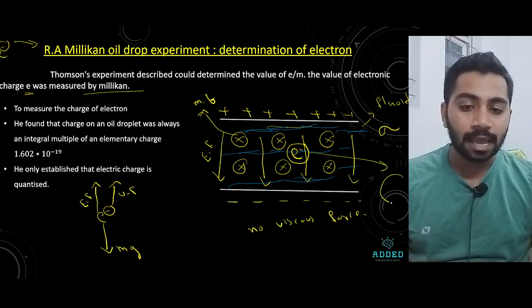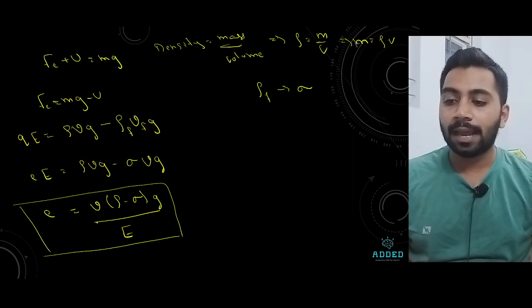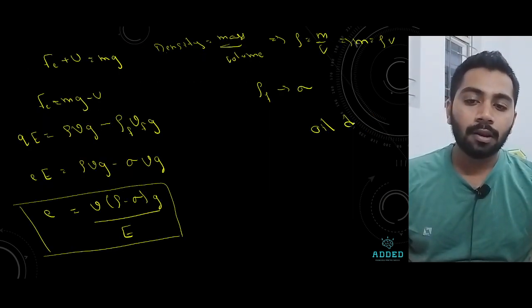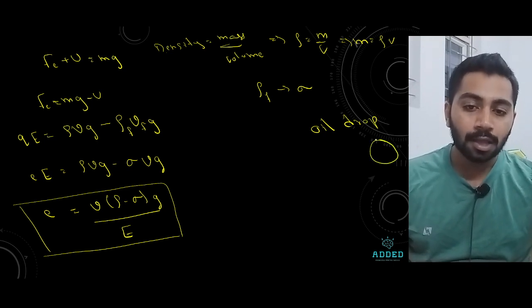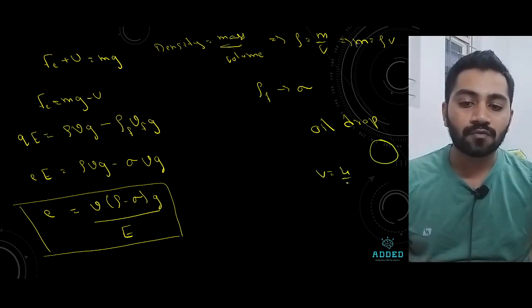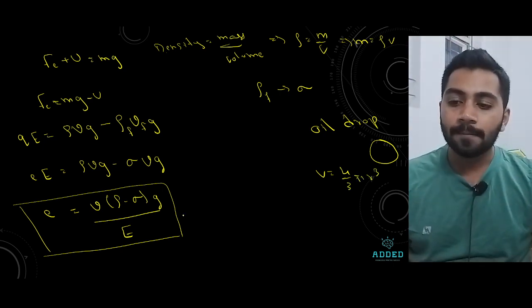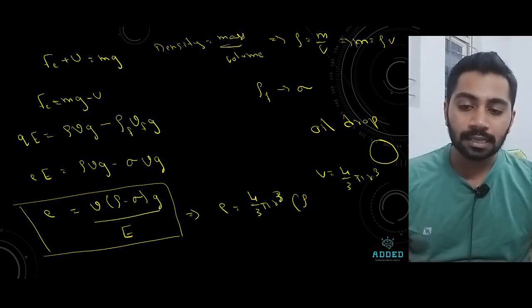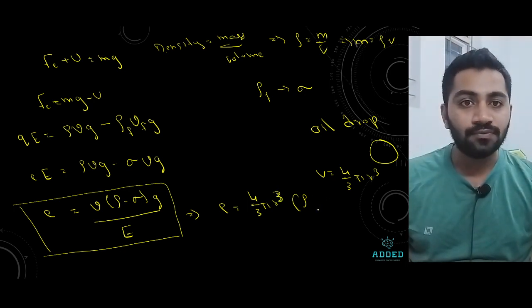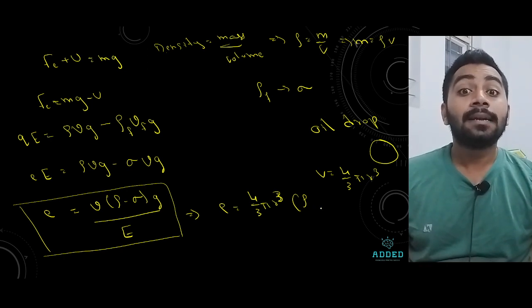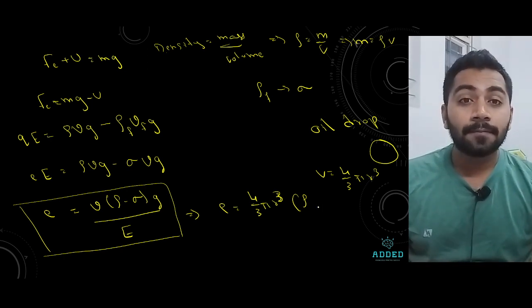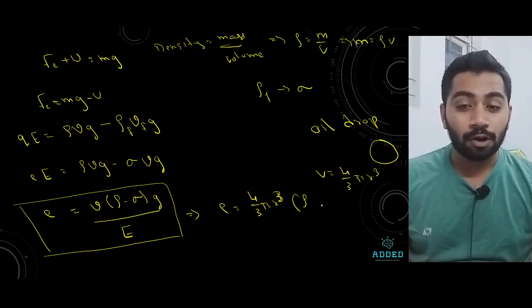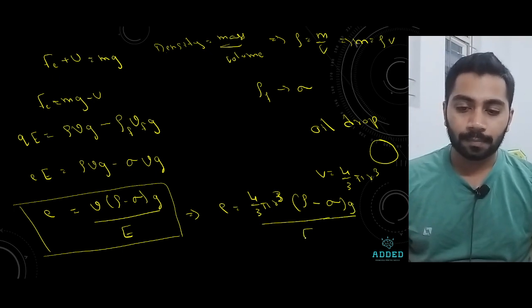And we are discussing an oil drop, which is spherical. So what will the volume be? Volume is equal to 4 by 3 pi r cubed. Now if I substitute in this, q is equal to 4 by 3 pi r cubed into the density of the oil drop minus the density of the fluid, multiplied by g, divided by E.